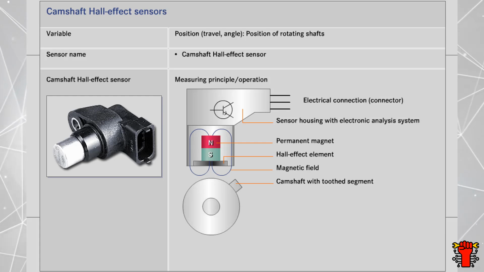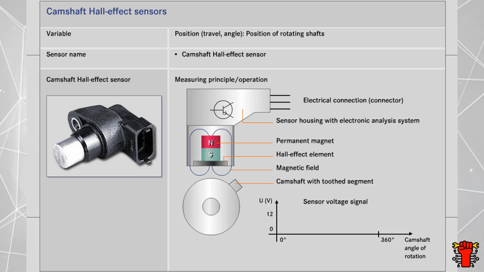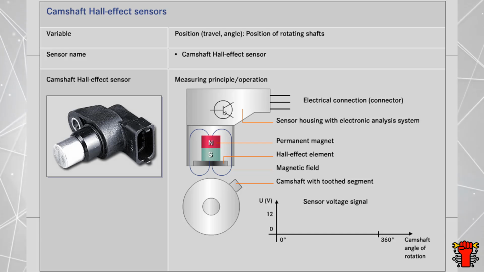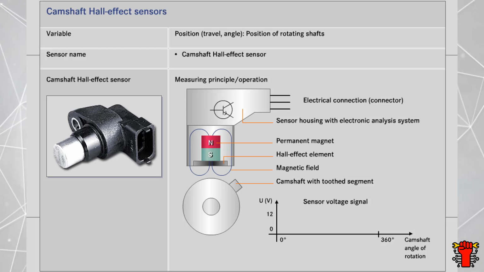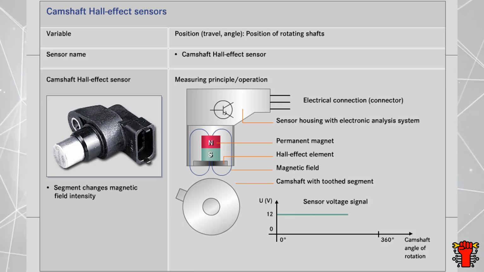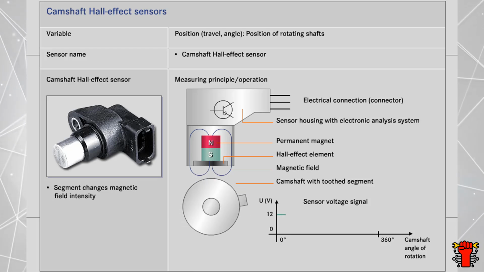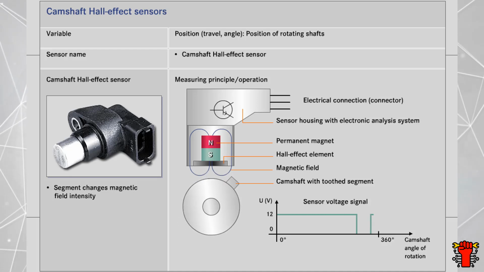A toothed segment on the camshaft, from which it is separated by an air gap, moves past the sensor. As it does, observe the voltage signal which is sent by the sensor's electronic analysis system to the control module. As soon as the toothed segment intersects the magnetic field, the field intensity of the magnetic field changes. This causes a change in the Hall voltage.